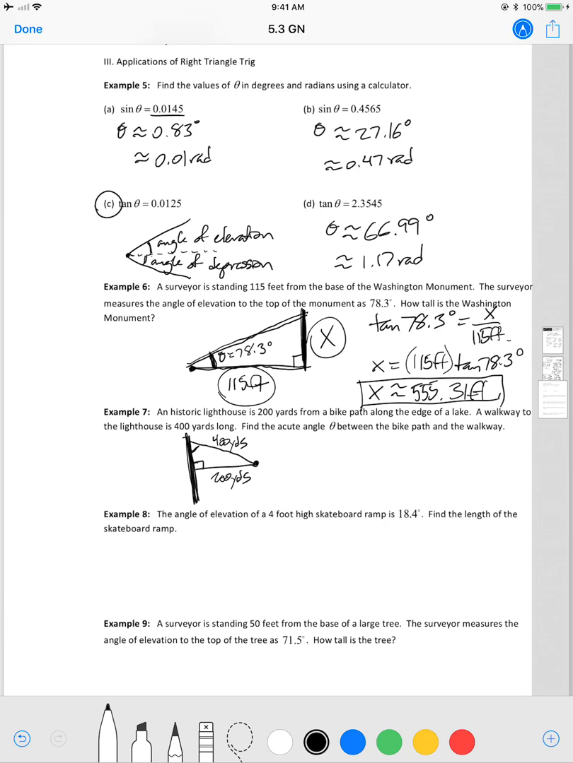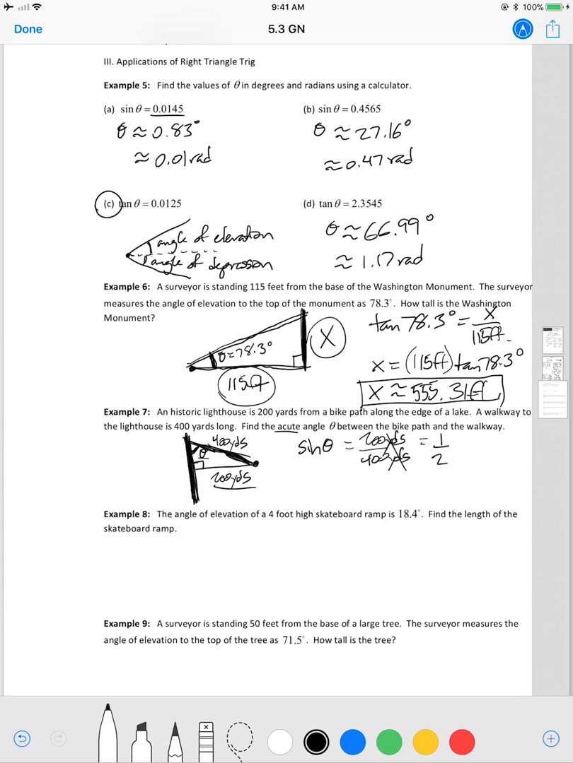And we want to find the acute angle. Remember, acute is less than... I'm sorry. Acute angle is the opposite of obtuse. It is a small angle. We want the acute angle here between the bike path and the walkway. Okay. And I have the angle here, I have the opposite side, and I have the hypotenuse. So I'm looking at sine of theta equals 200 yards over 400 yards. And yards cancels out. 200 over 400 reduces to 1/2. The sine of theta is 1/2.